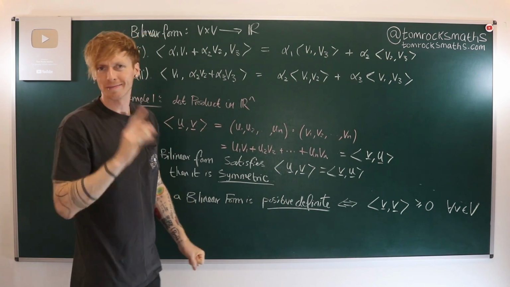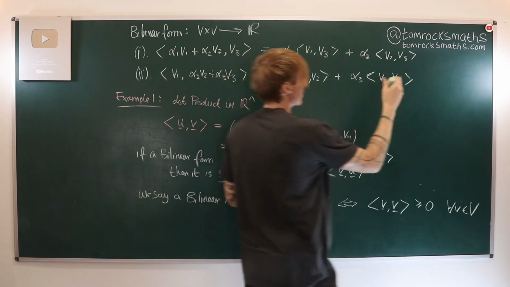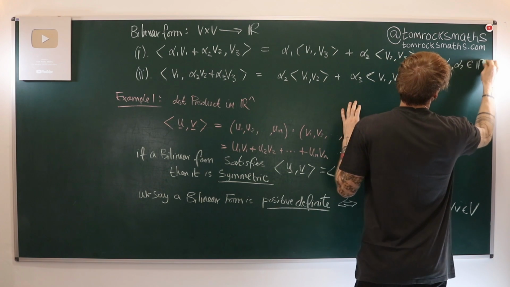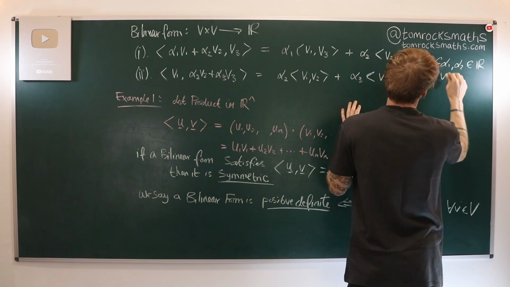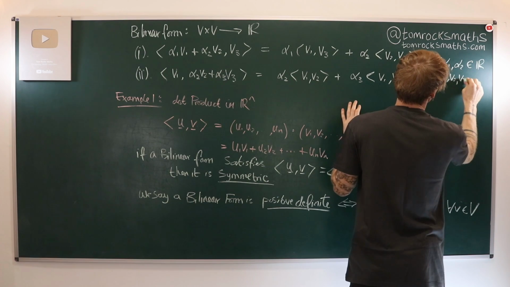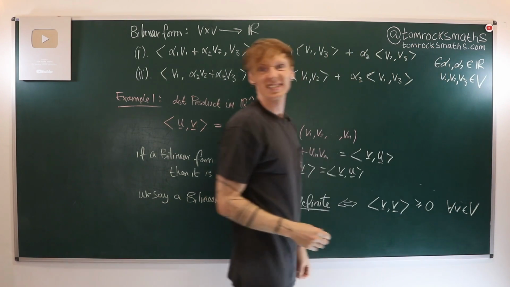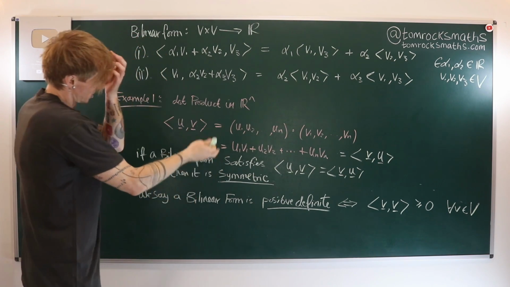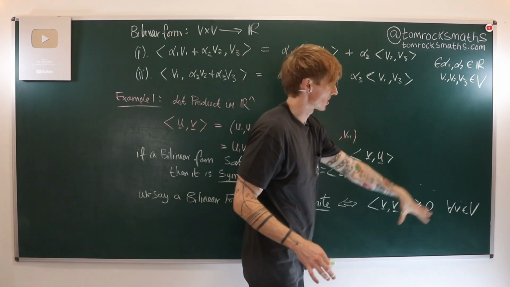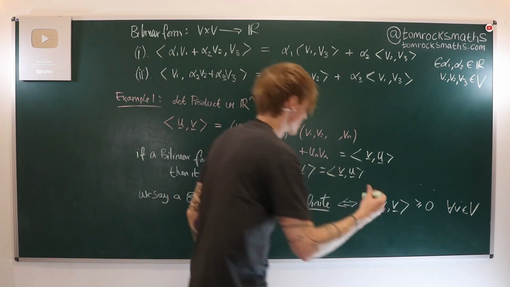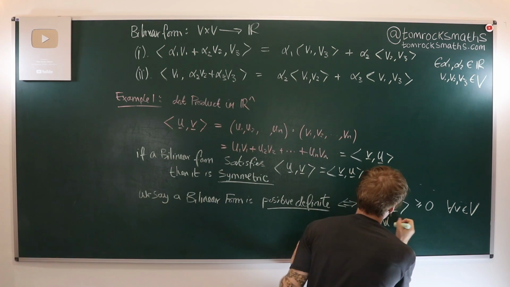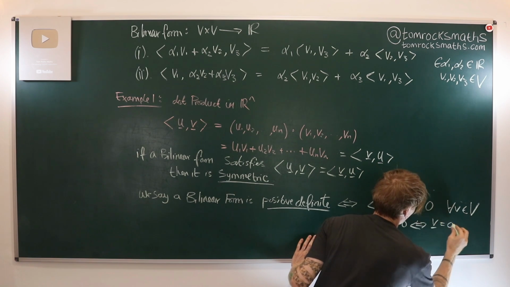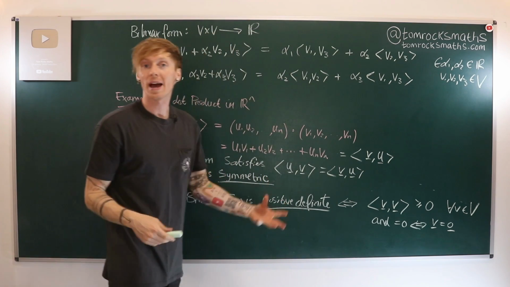And just to go back and be complete, I probably should have said up here that this is true for all alpha 1 and alpha 2 in the reals in our field, and for all v1 and v2 and v3 in our vector space v. But hopefully you figured that out by this point. So we say it's positive definite if this is greater than or equal to 0 for all vectors v, and in fact equal to 0 if and only if the vector v itself is the 0 vector for that vector space.